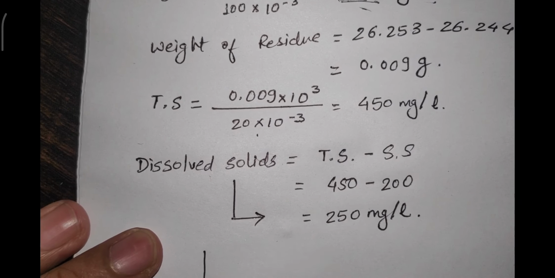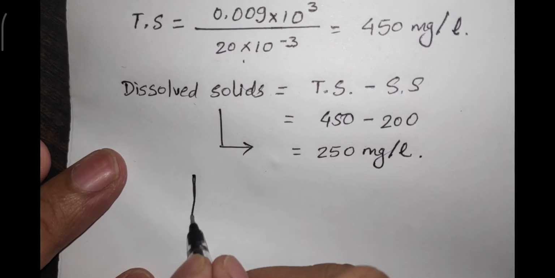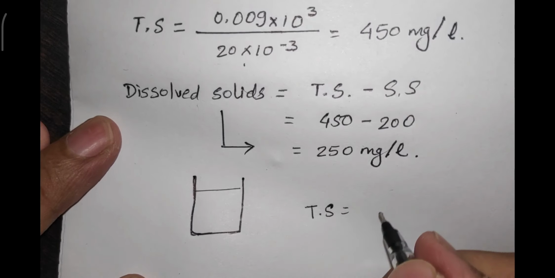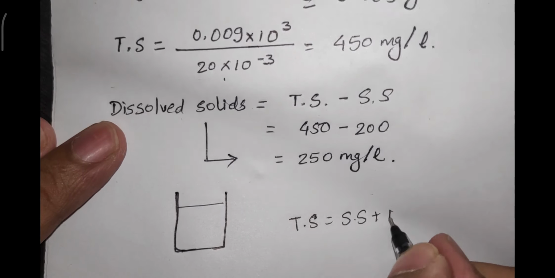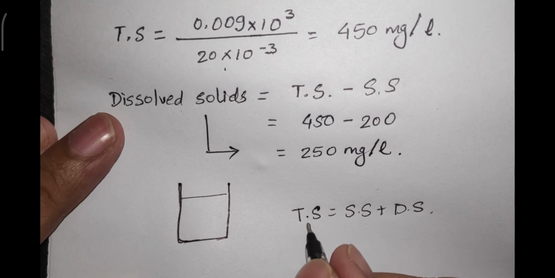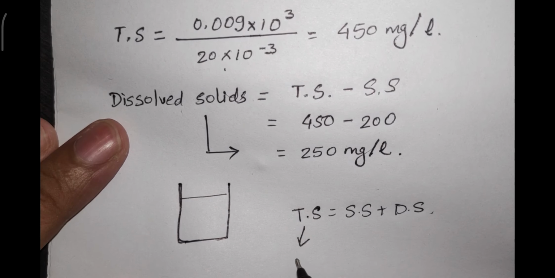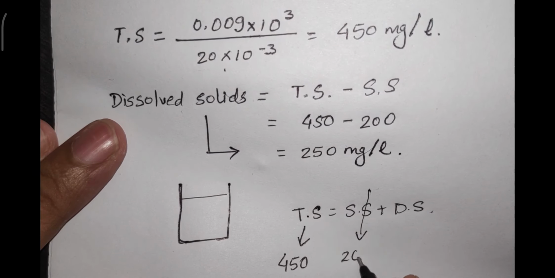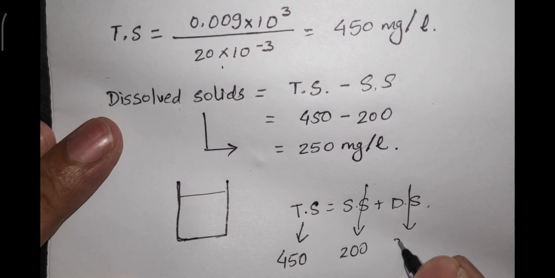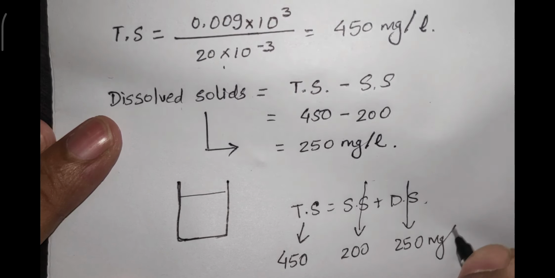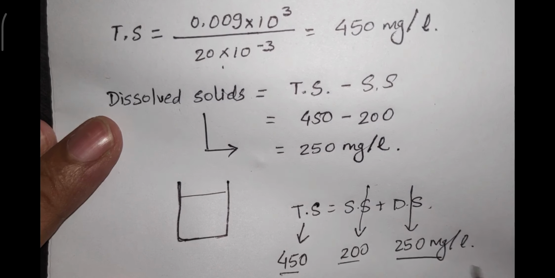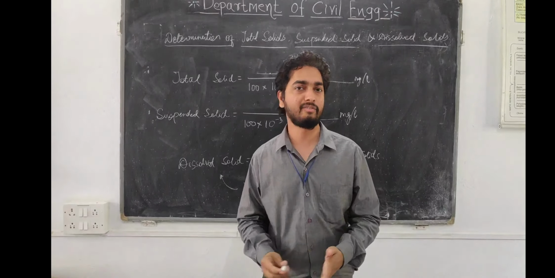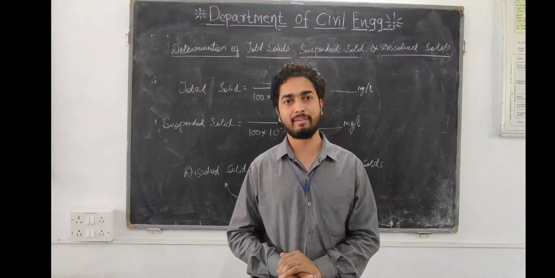So in a sample, what we have is total solid, which is nothing but suspended solid plus dissolved solids. So in this sample how much total solid do we have? 450 mg per liter. Suspended solid is 200 mg per liter and dissolved solid is 250 mg per liter. So this is how we calculate total solid, suspended solid and dissolved solid of any sewage sample. Hope you understand this practical, and if you have any questions you can ask me.